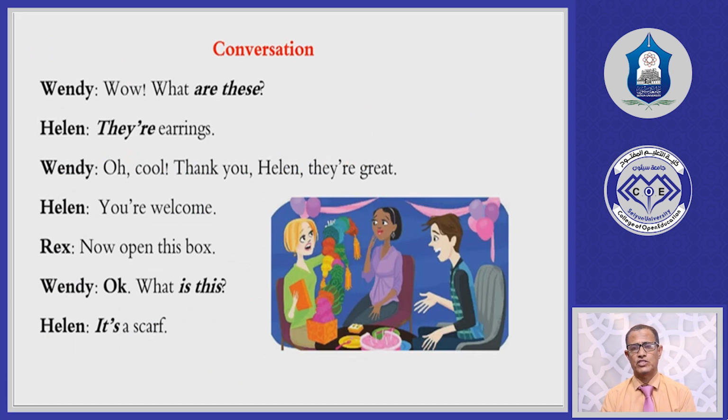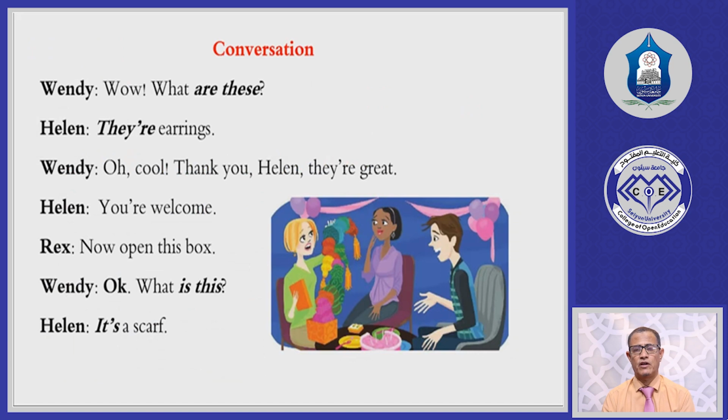So the answer here, Helen said, they are earrings. They are earrings. Why did she say they are? Because the question here is about plural. What are these? The answer is they are earrings. Wendy said, oh cool, thank you, Helen. They are great. Of course here they are, because this is plural also.